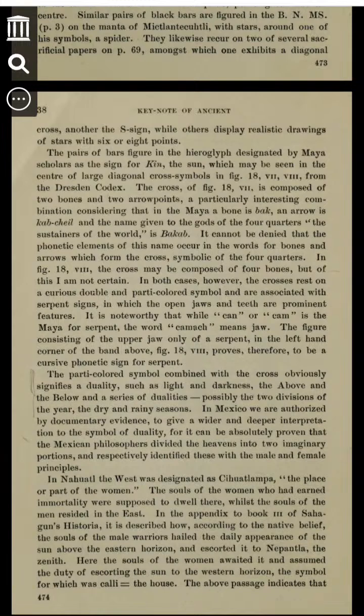The above passage indicates that the native philosophers imagined across the middle of the sky a line of demarcation separating the portions of the heaven respectively allotted to the male and female souls.